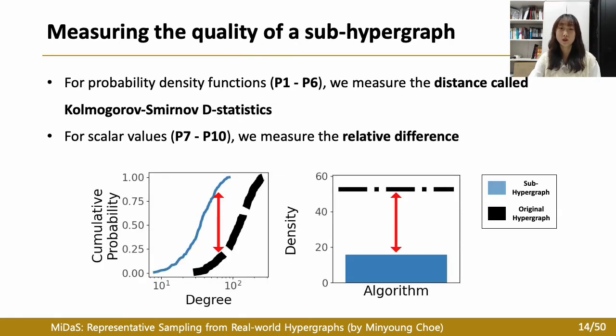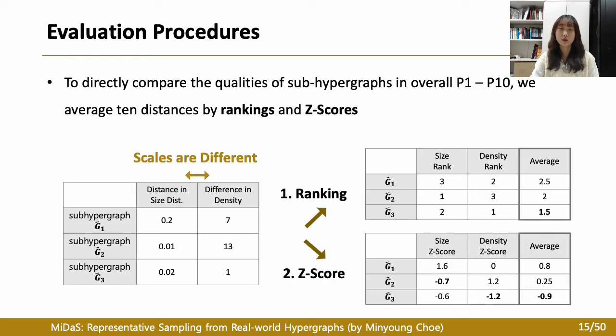We numerically measure the quality of a sub-hypergraph in 10 aspects. Specifically for probability density functions, we measure the distance called Kolmogorov-Smirnov of these statistics. For scalars, we measure the relative difference. However, since the scales of the distances are different from each other, it is difficult to directly compare the qualities of sub-hypergraphs while considering 10 properties fairly. To alleviate this problem, we compute the rankings with respect to each property and average them.